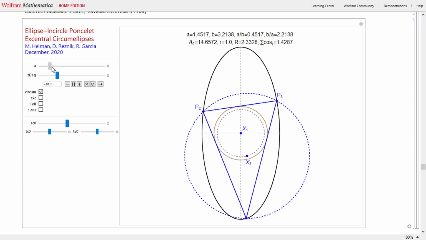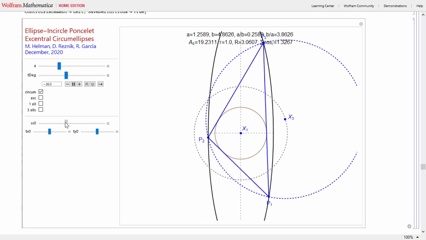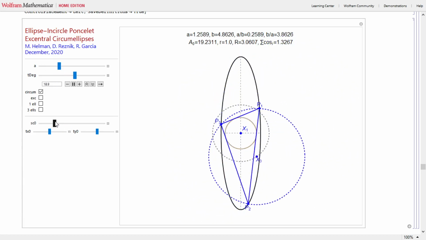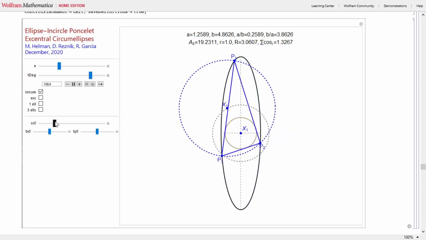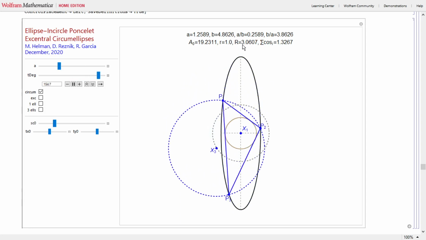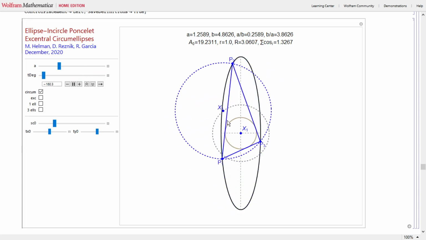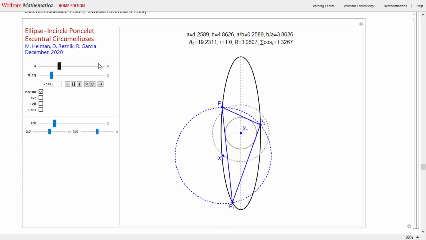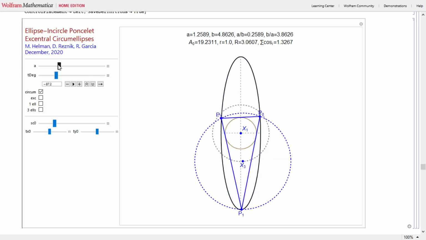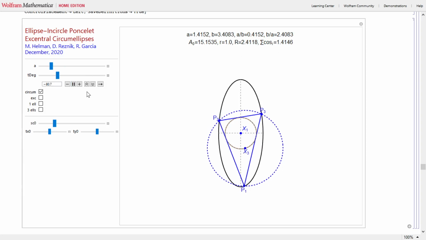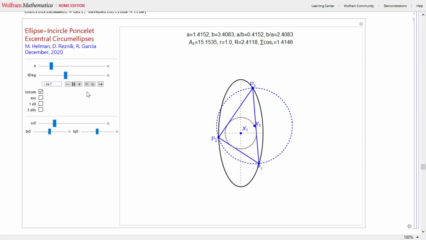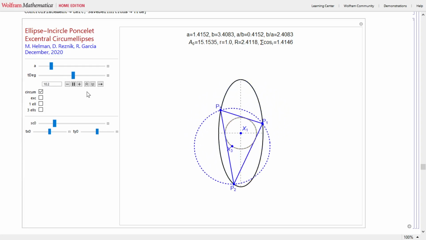If I vary the aspect ratio of the family, so now making a very elongated, highly eccentric black outer ellipse, my circumradius continues to be invariant at 3.06 up here, and the circumcenter continues to move along a circle. There is a particular aspect ratio, looks like it's close to 2.4, such that the path of the circumcenter is equal to the caustic incircle.